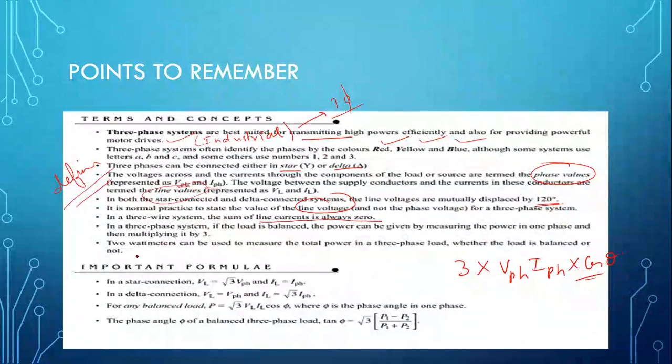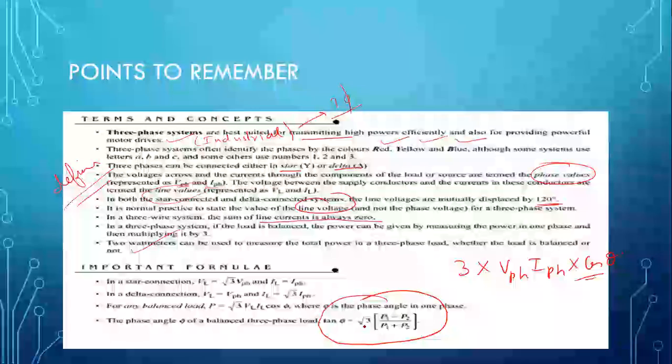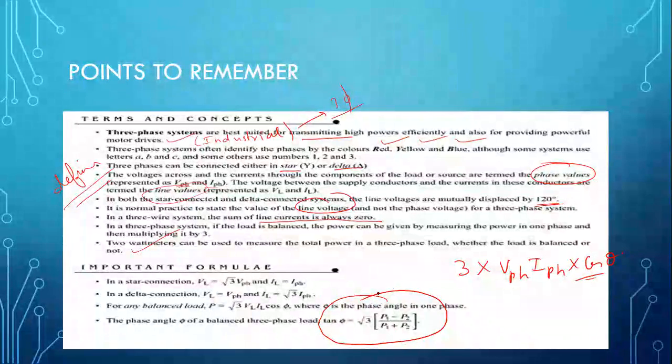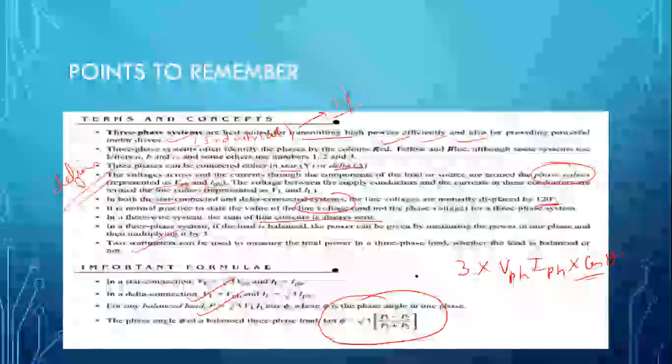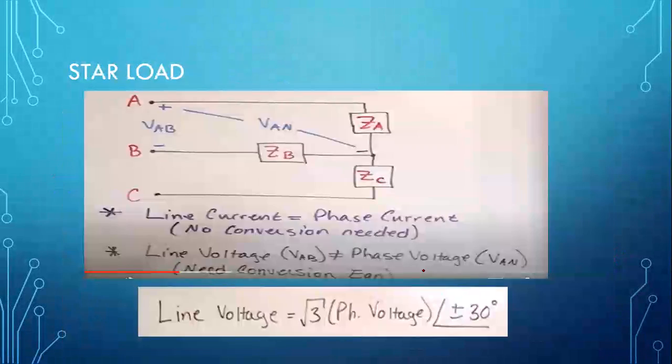Finally, the 2 wattmeter method is a method by which we can measure the total power of a 3-phase system, and this is the formula. This is wattmeter 1 reading, this is wattmeter 2 reading. If we do this, we can find out the angle of that particular arrangement of the 3-phase system. For star connection, this is the relation. For delta, this is, and for total power of any balanced load, this is the relation. So we'll be using this point.